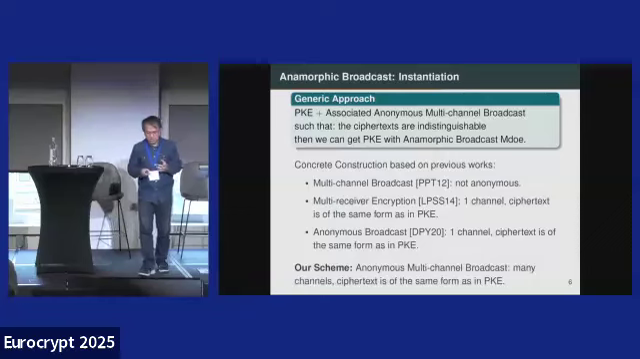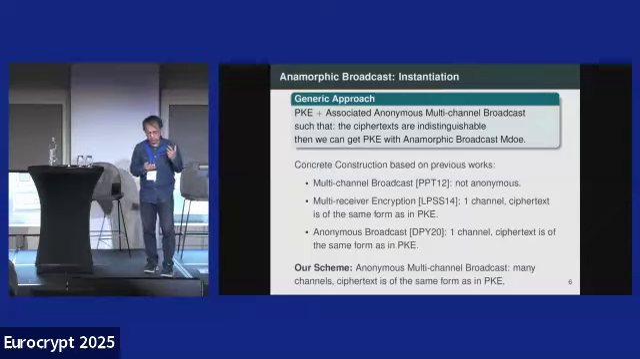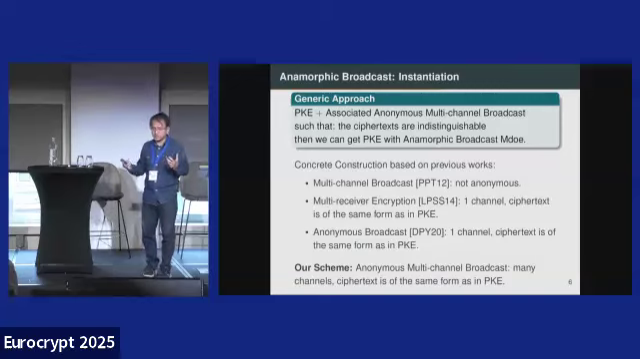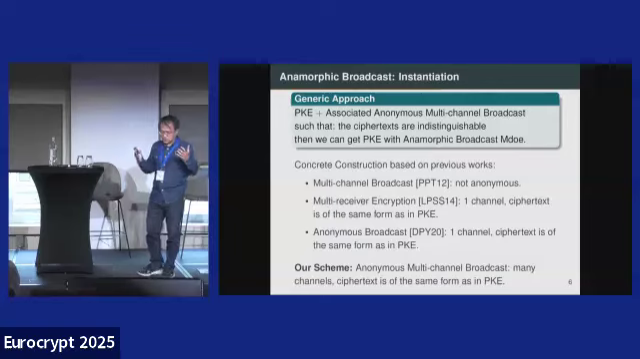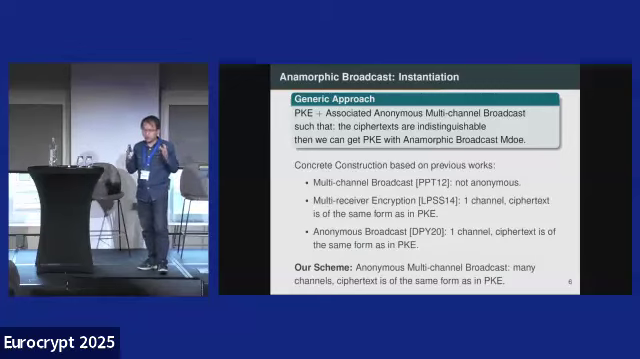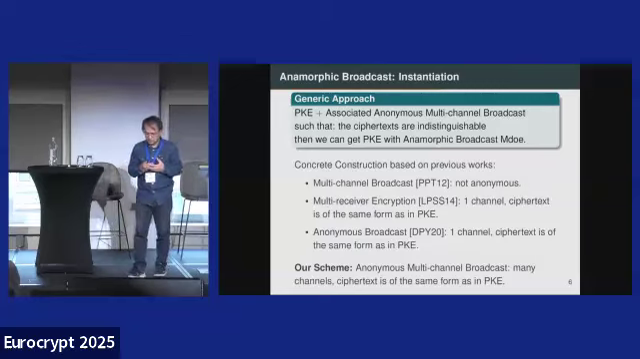In fact, our concrete construction is based on some previous work. First, the notion of multi-channel broadcast was introduced in 2012, but it is not anonymous, and the ciphertext does not look like any underlying public key ciphertext. Then there is a multi-receiver encryption with traitor tracing in 2014, based on LWE. This works for one channel, encrypting for everyone. But it has a nice property: the ciphertext is obtained from, and indistinguishable from, the ciphertext of the underlying public key, the dual Regev LWE.